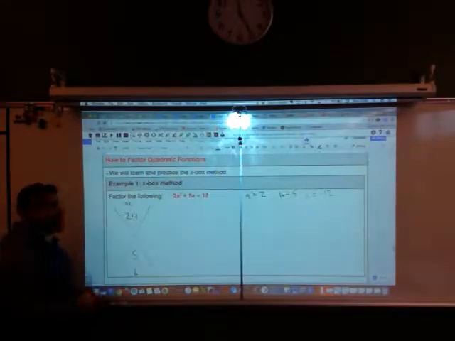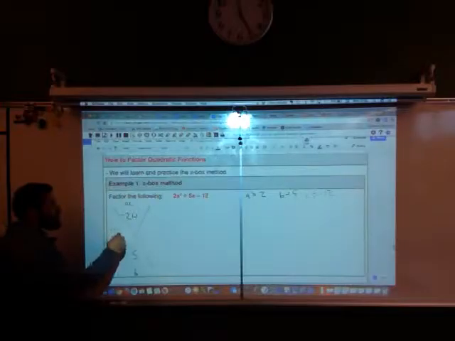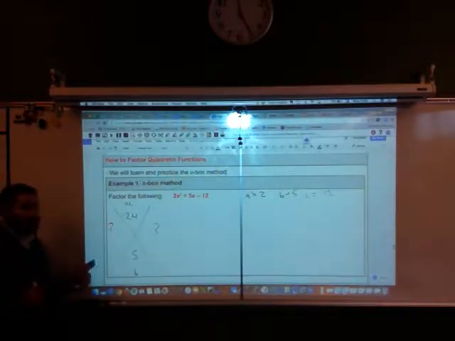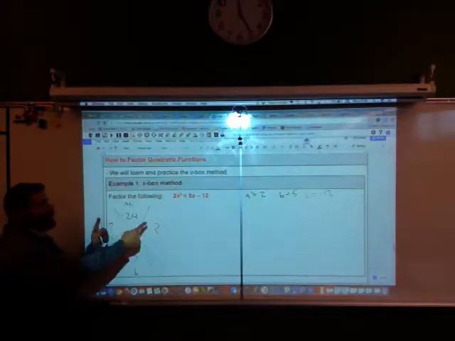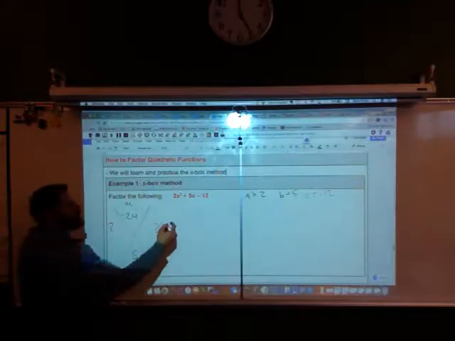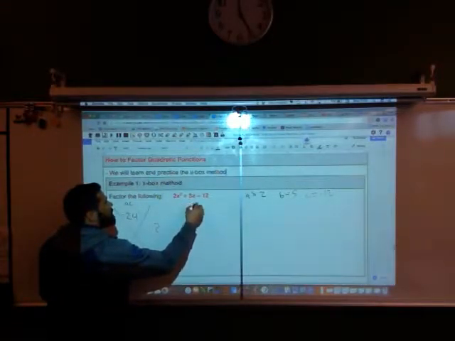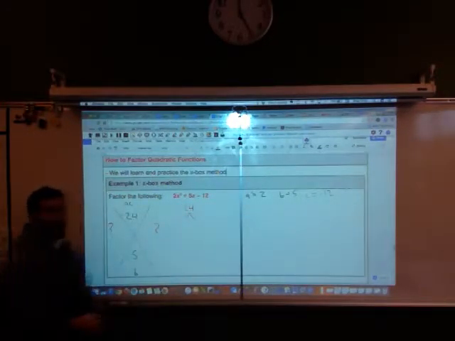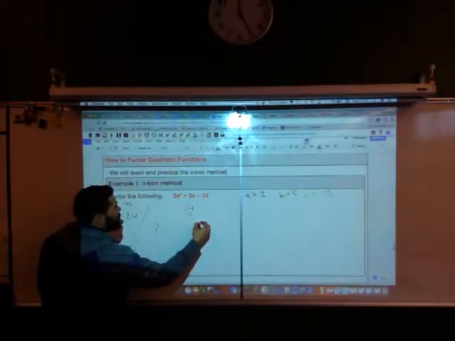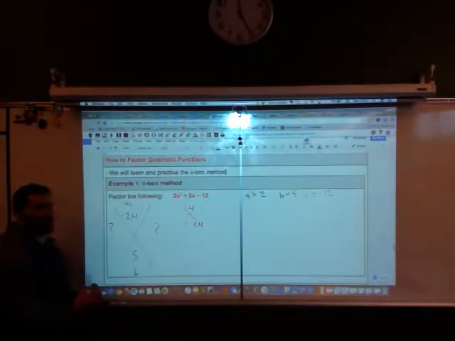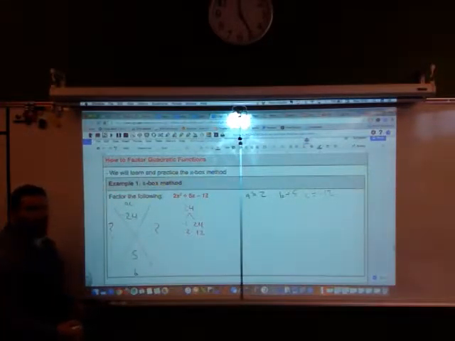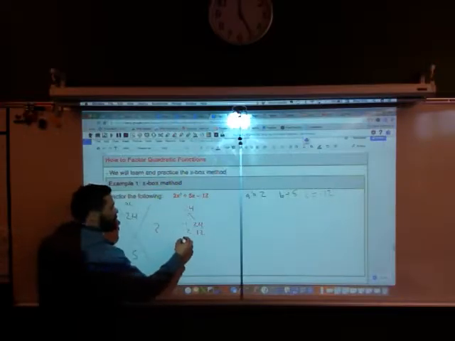So for this Xbox factor, I'm trying to figure out those question marks: what two numbers when I multiply them I get a negative 24, but when I add them I get a 5. So I'm going to try to break down the factors of negative 24, which I would have negative 1 and 24. Add that up, you don't get 5. Negative 2 and 12. Add that up, you get a 10, you don't get 5.